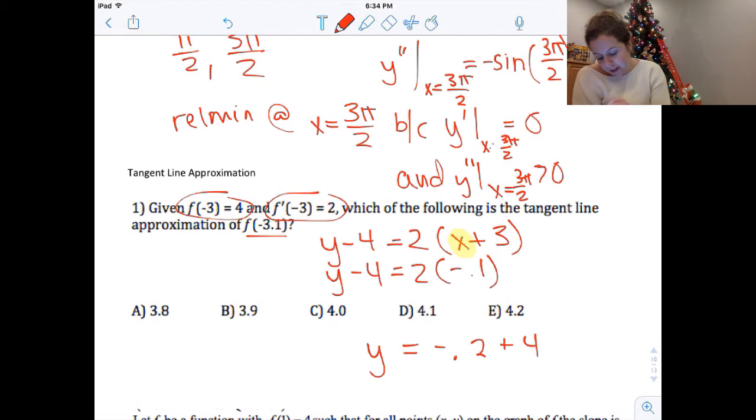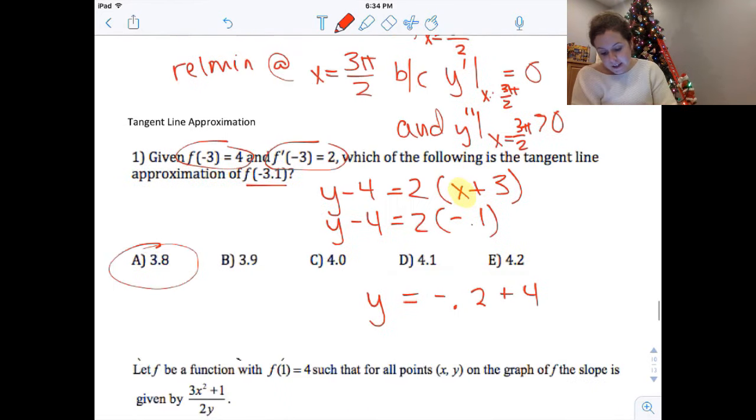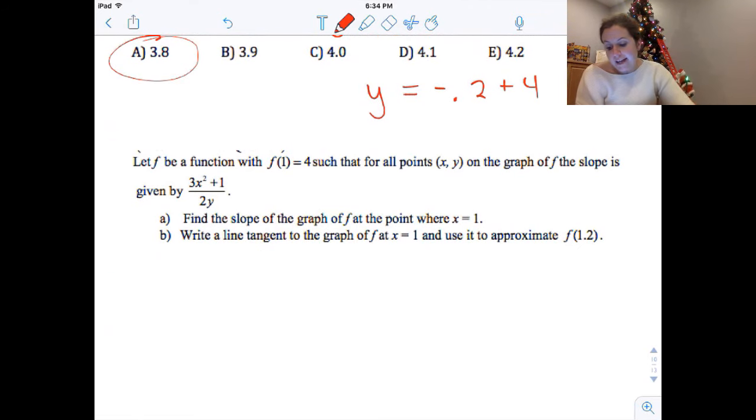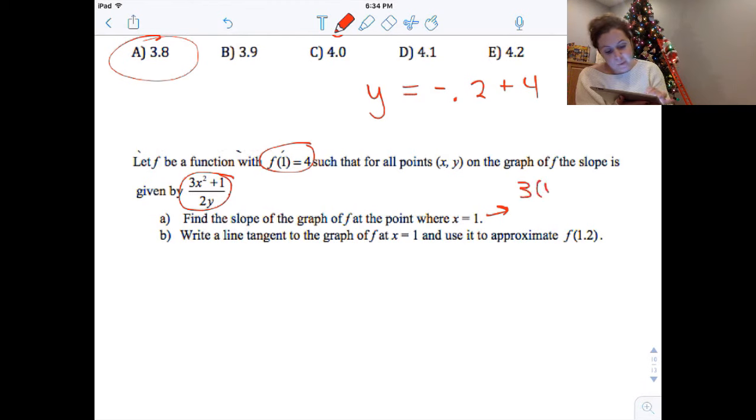All right, let's look at the last one of these. Let f be a function with f of 1 equal to 4, so there's a point, and this is your slope. Okay, so that is like dy dx, or f prime. So find the slope of the graph at 1. So that's going to be 3 times 1 squared plus 1 over 2 times 4. So that is 4 over 8, which is 1/2. Now, there's my slope. I have my point. Write a tangent line and approximate that.